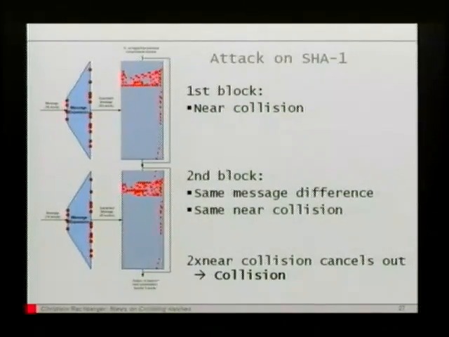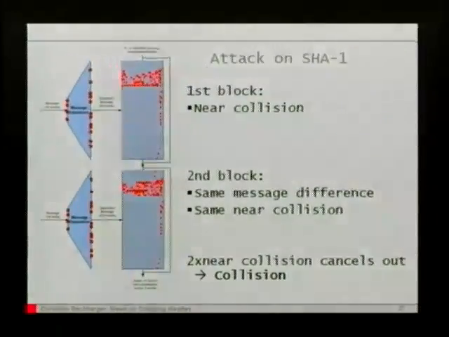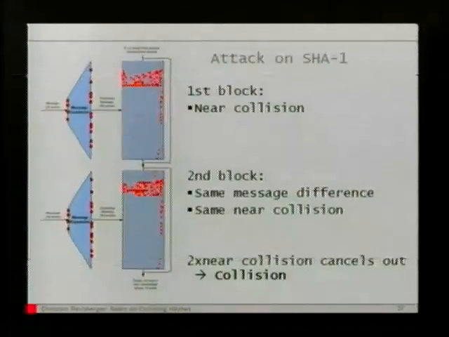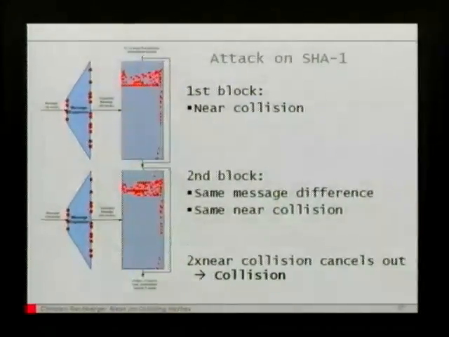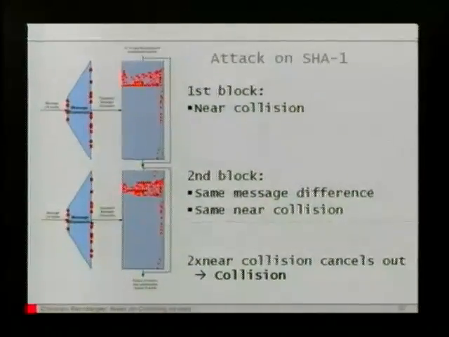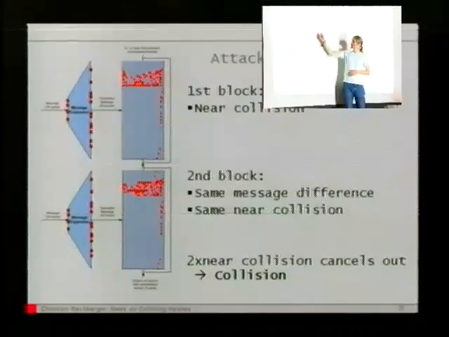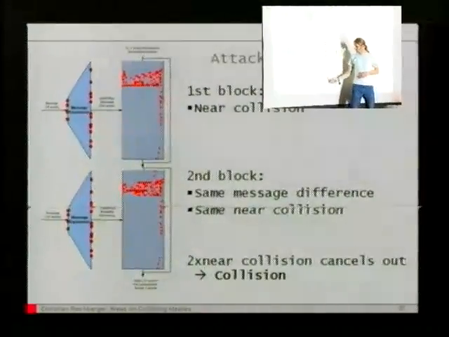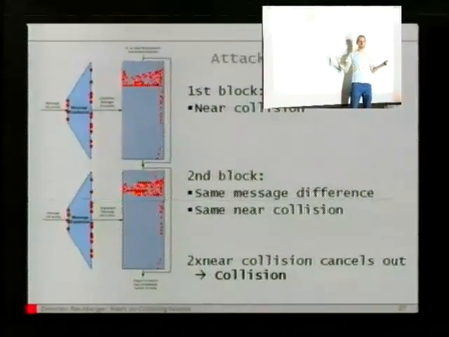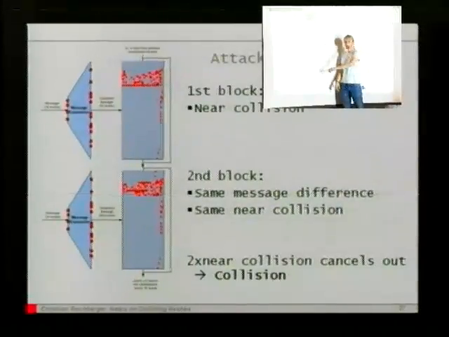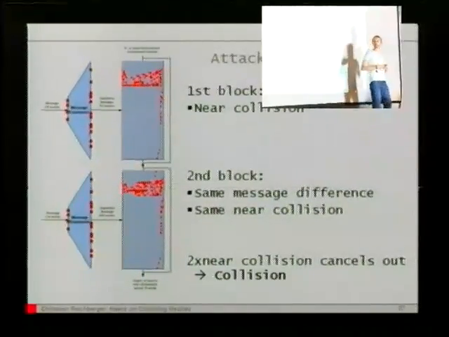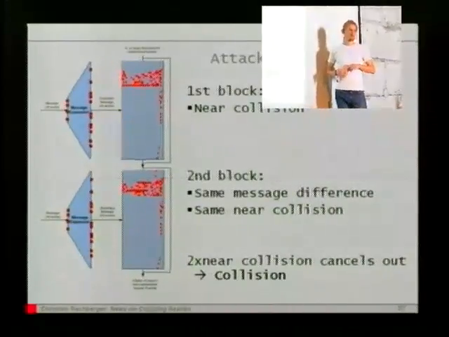But what you can do now is to have a second block, the same message difference. In the beginning, a little different sequence of differences, but then the same sequence. What you end up with is exactly the same pattern of red dots in the second block. And you can hope that, because of this feed-forward operation here, those differences cancel out. One near collision cancels the other near collision, and you can have a collision.